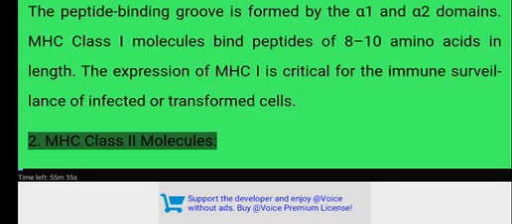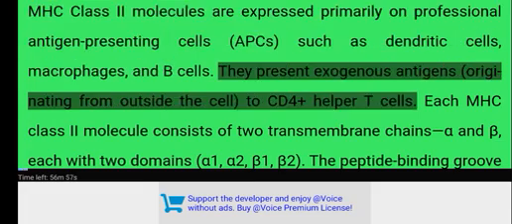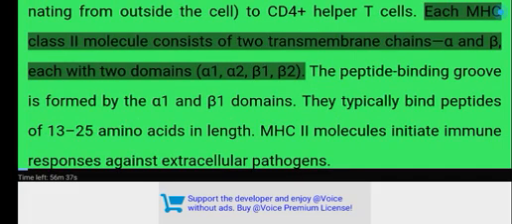2. MHC class 2 molecules. MHC class 2 molecules are expressed primarily on professional antigen-presenting cells, APCs, such as dendritic cells, macrophages, and B cells. They present exogenous antigens originating from outside the cell to CD4+ helper T cells. Each MHC class 2 molecule consists of two transmembrane chains, alpha and beta, each with two domains: alpha 1, alpha 2, beta 1, beta 2.